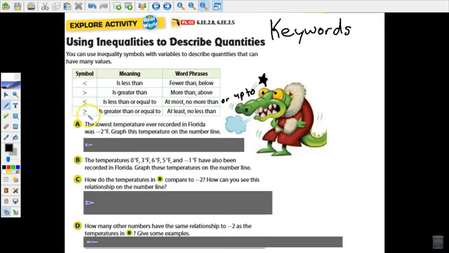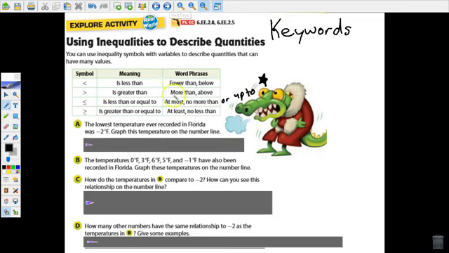All right, so this is greater than or equal to. Open mouth with line is greater than or equal to. It means the phrases are at least or no less than. At least, no less than. Those are the two phrases for greater than or equal to. If you see them in a word problem, y'all know what to do.